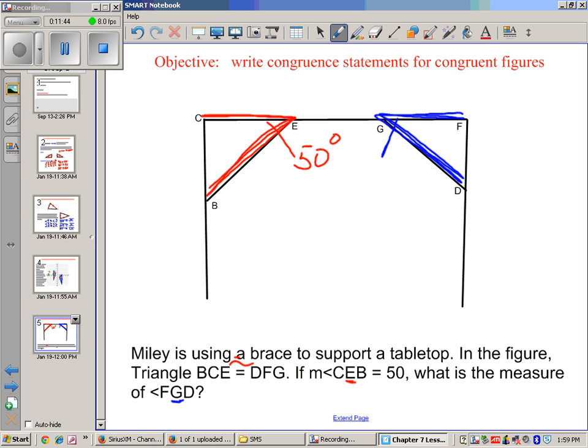Okay, once again, they told us that these triangles are congruent, which means the angles and the sides are the same. So if angle E is 50 degrees, angle FGD must be 50 degrees. Pretty good. Okay, once again, any questions concerning this, please write them down or review the video and bring them into class. This concludes lesson 2.